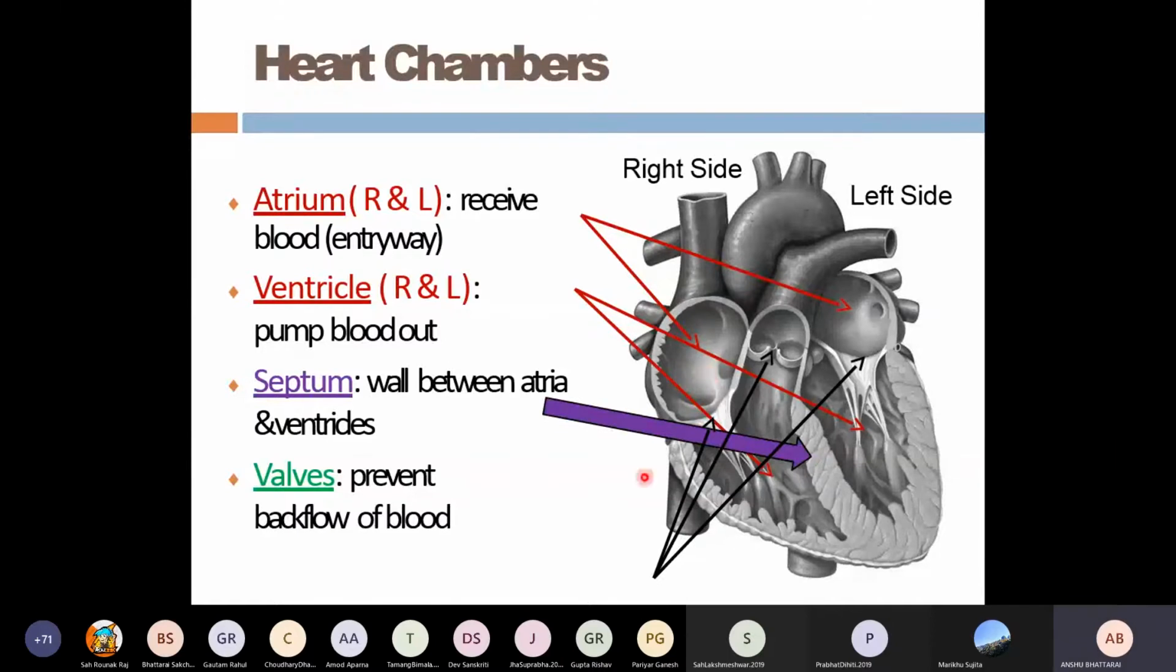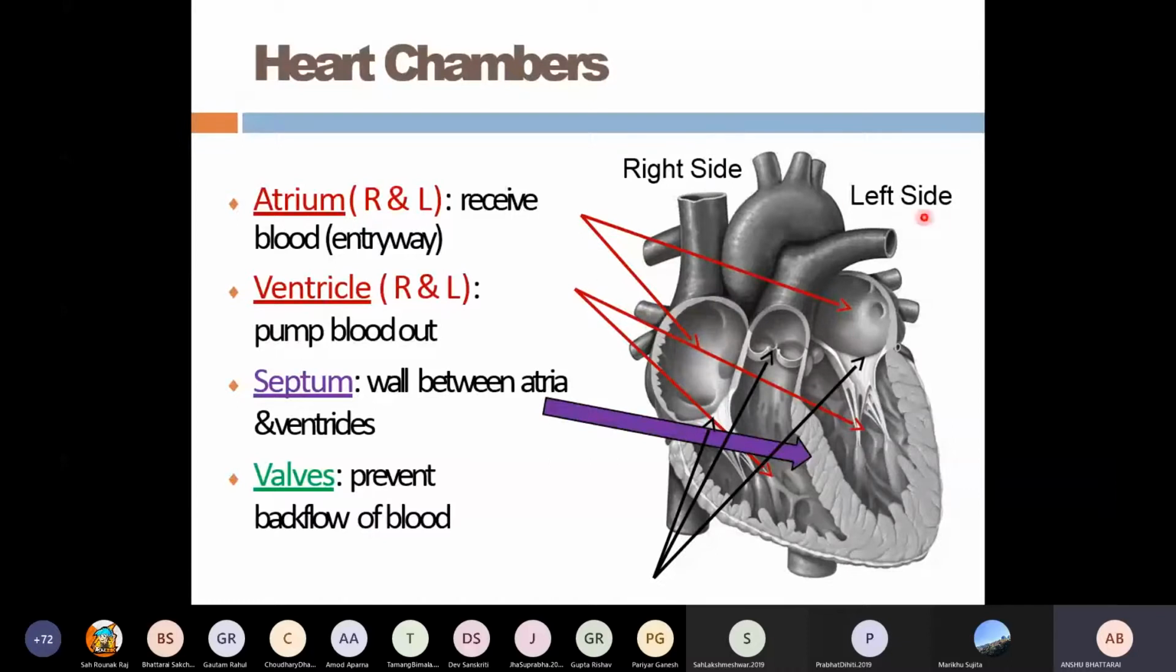Okay, and here you'll be able to see right ventricle. Likewise, here there is left ventricle, left atrium and left ventricle. So there are several valves that are present as well in between these chambers. Valves are like gates or gateways, let's say. They prevent the backflow of blood. Their major function is to prevent the backflow of blood.